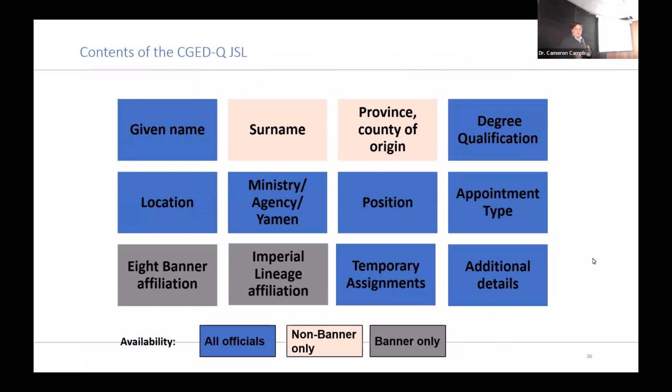So I mentioned the information that was available. There are, you might say, two types of officials.